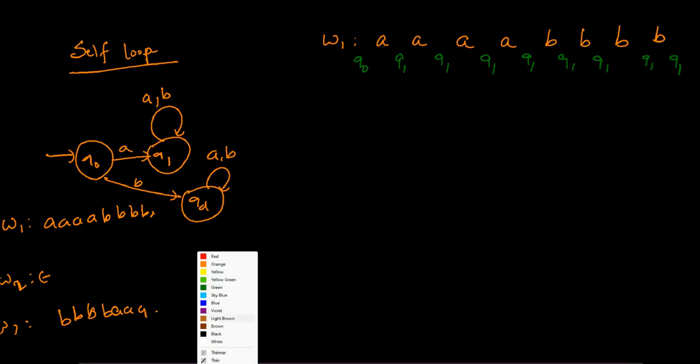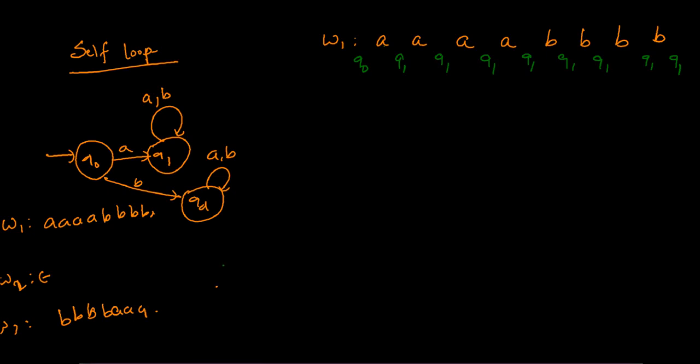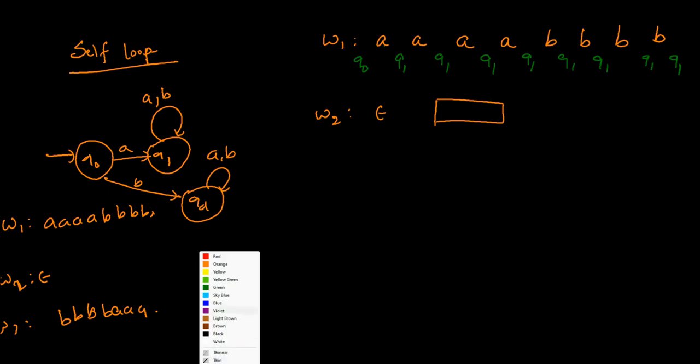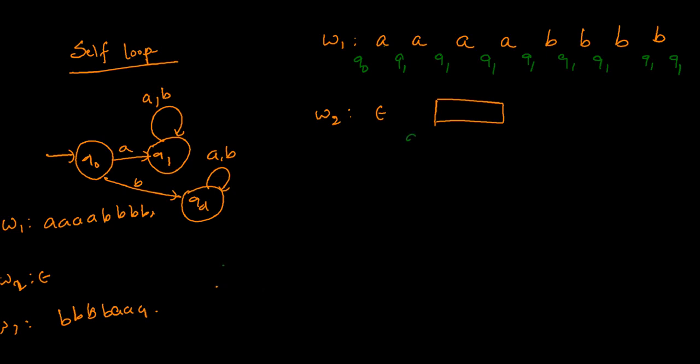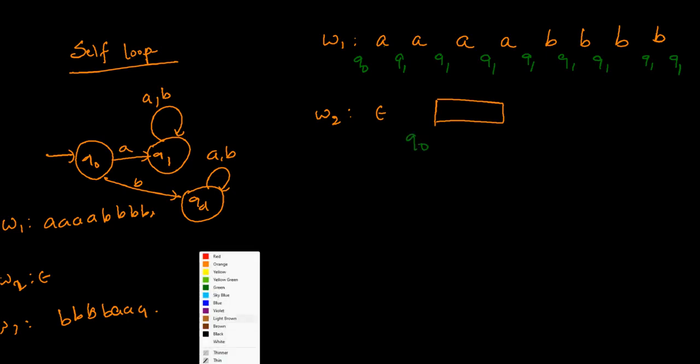Let me take W1. W2 is epsilon. Okay, epsilon. So what does epsilon mean? Epsilon means in your input string this is empty. Epsilon means it is empty. Okay, so in case of epsilon, it is like this. You are at Q0.